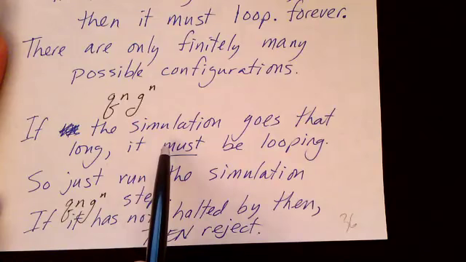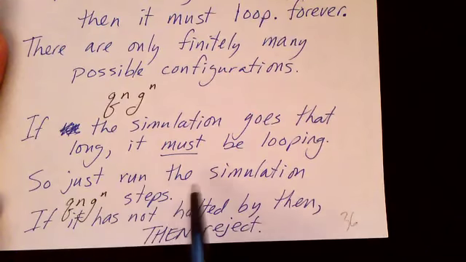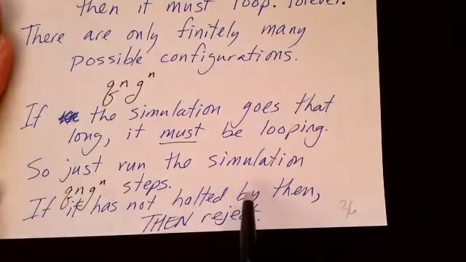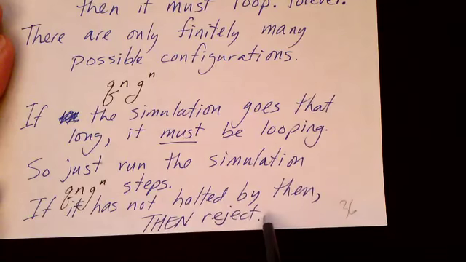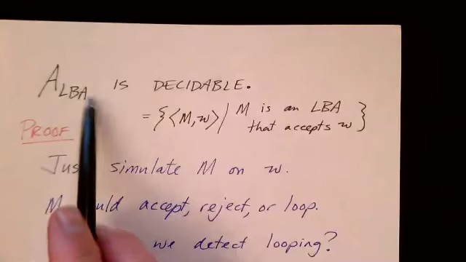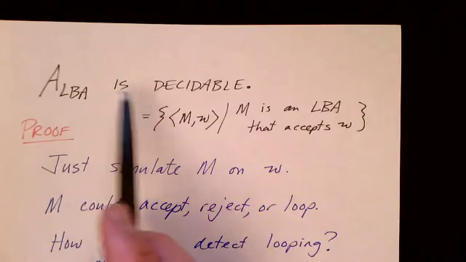So at that point, we can just stop the simulation and only run the simulation for q times n times g to the nth steps. And if it hasn't halted by then we know it's looping, and so we know that M will never accept W, so we can reject. And in that way we can see that this problem is decidable. The language A sub LBA is decidable.